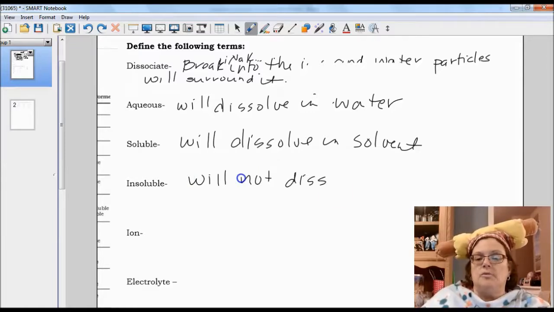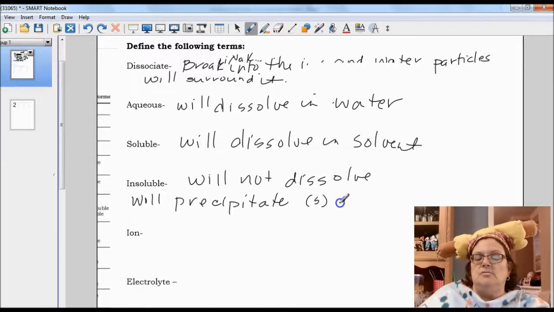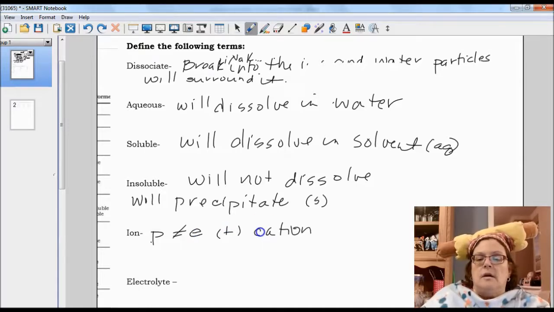And I'm going to put that word precipitate in here. If it's insoluble, it will precipitate. If it precipitates, we use the little s, which you would think would be soluble. But no, we use AQ for soluble. Doesn't make sense. I can't explain why. We already know what an ion is. An ion is an element with a charge. Our protons do not equal our electrons. If it's a positive charge, it's called a cation. If it's a negative charge, it's called an anion.